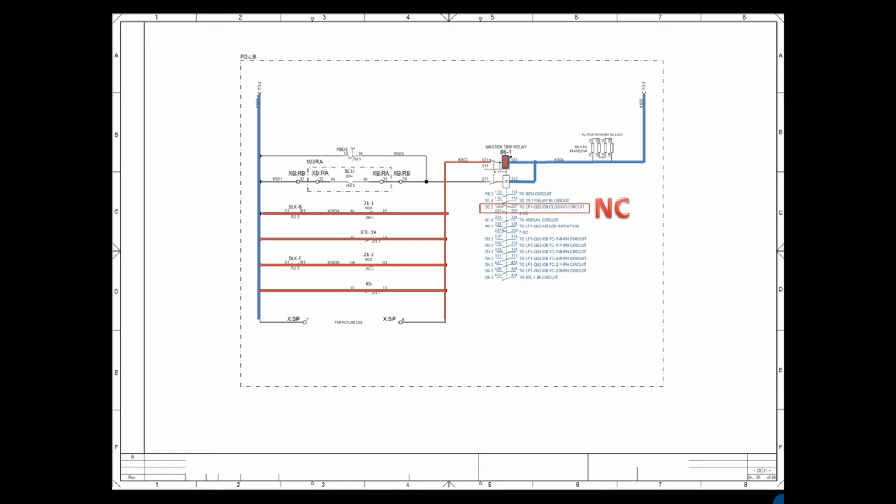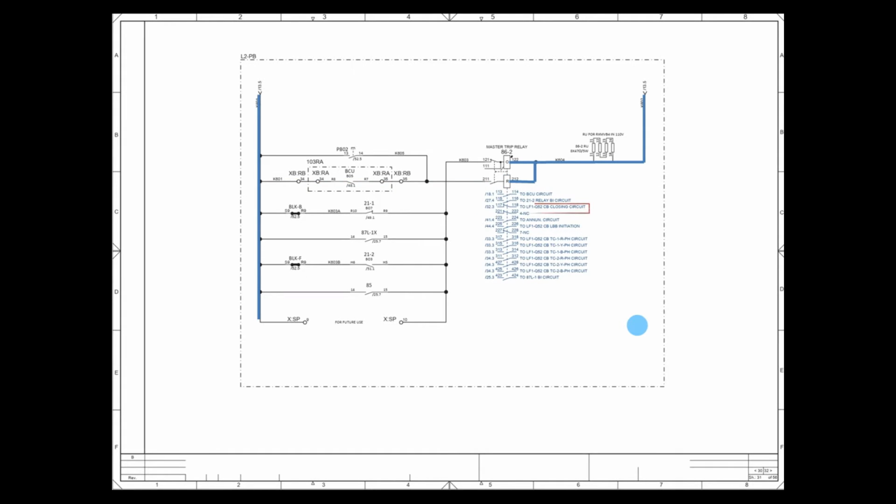For resetting this, in this circuit they have given two options. One is by push button. In the panel there will be a push button. When you push this, the reset coil will reset this master trip. There is another option by PCU relay. This PCU relay will get reset from the remote end. That means from the SCADA we can reset this master trip. They are giving this provision.